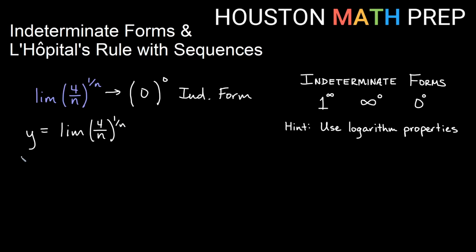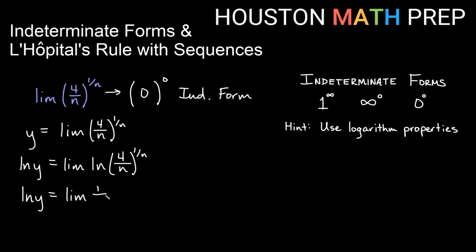And then we go ahead and use natural log. So ln of y equals the limit of ln of 4 over n, to the 1 over n. And we'll use properties of logs. We'll now move all that out. So ln of y is equal to the limit of 1 over n times ln of 4 over n.